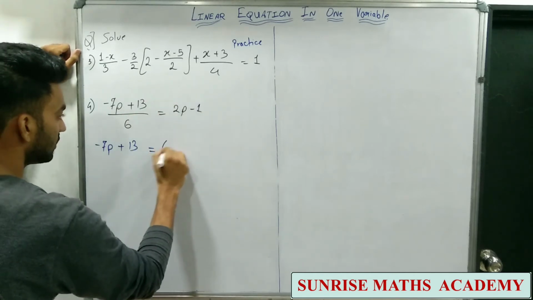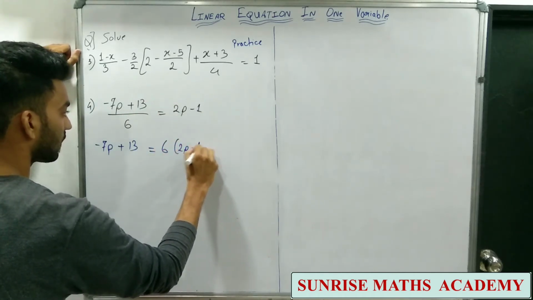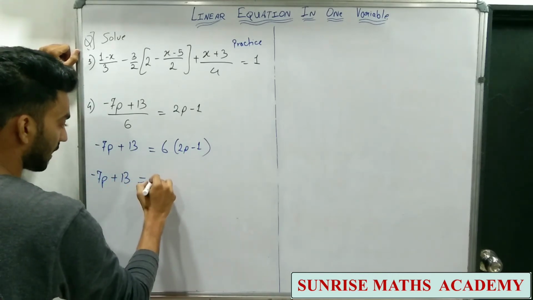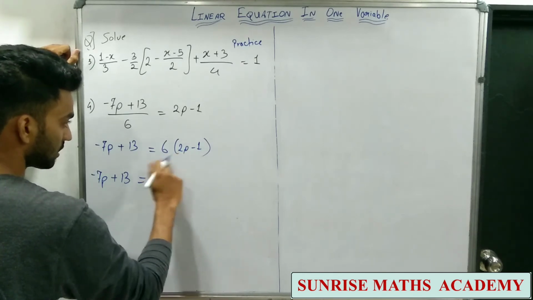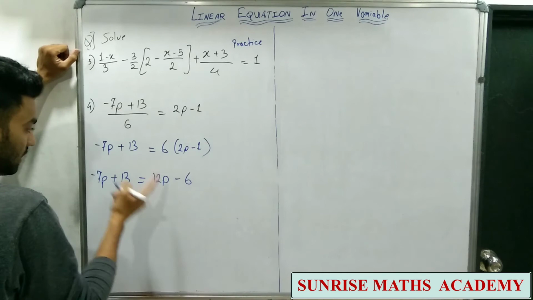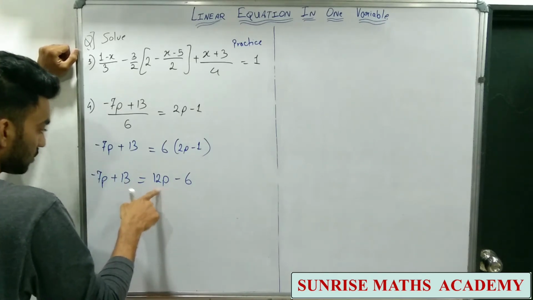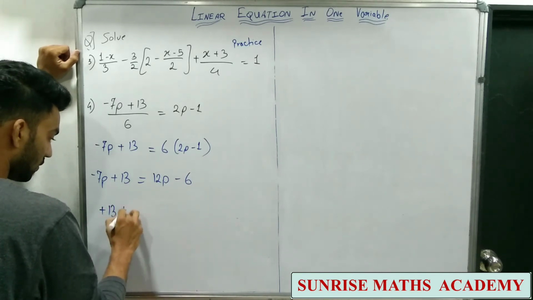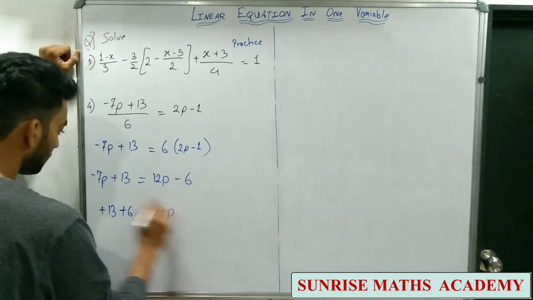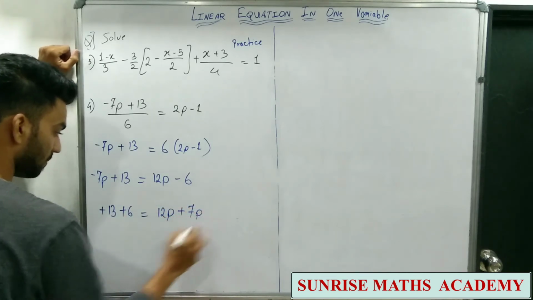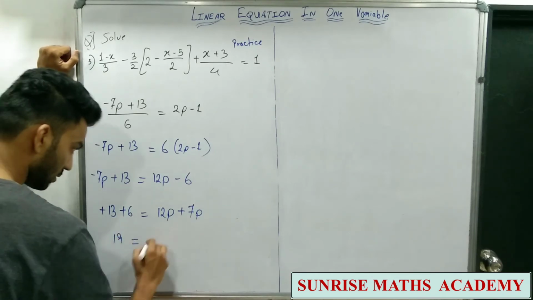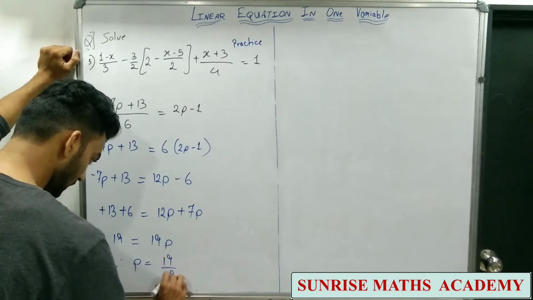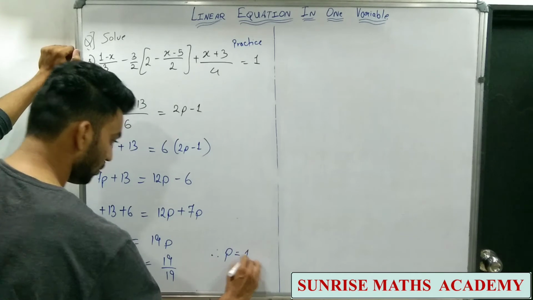This denominator goes to the other side and it will multiply. So minus 7p plus 13 equals to 6 into the terms inside the bracket is 6 into 2p is 12p, 6 into minus 1 is minus 6. Now the variable term will take to one side. This is plus 12, this is minus 7, so we'll take this to the other side, plus 13. Minus 6 comes to this side, it will be plus 6. 12p minus 7 goes to the other side, it will be plus 7. So this is 19 equals to 19p, therefore p equals to 19 upon 19, therefore p equals to 1.